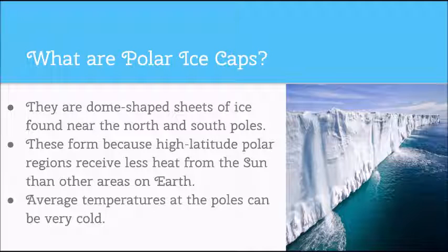Average temperatures at these poles can be very cold. In the summer, the North Pole can reach highs up to 32 degrees Fahrenheit, while in the winter it can get as cold as negative 40 degrees Fahrenheit. In the South Pole, for the summer, it can get as warm as negative 18 degrees Fahrenheit, while in the winter it is negative 76 degrees Fahrenheit.